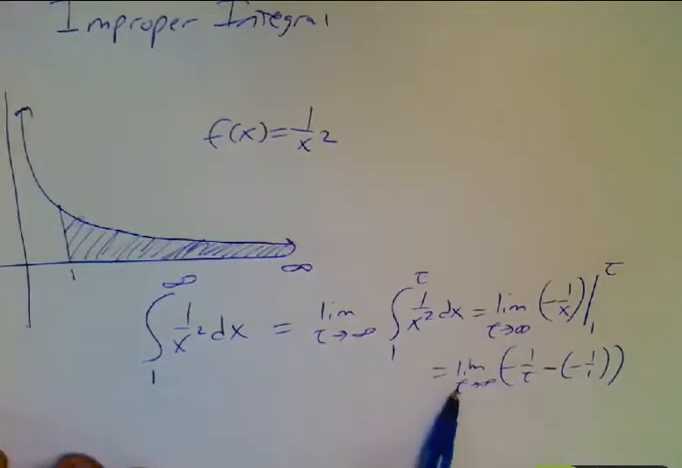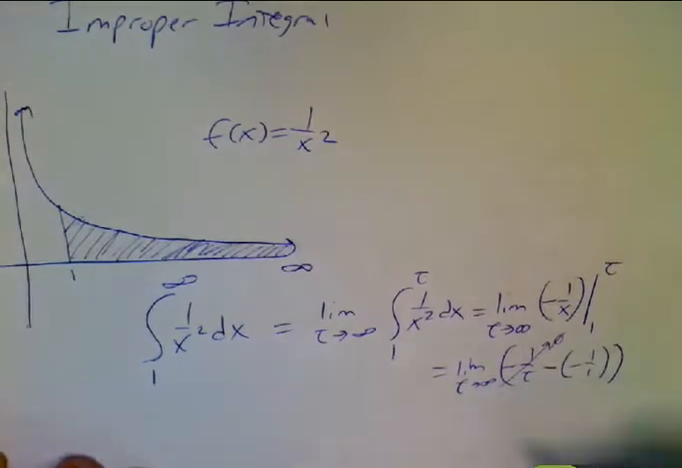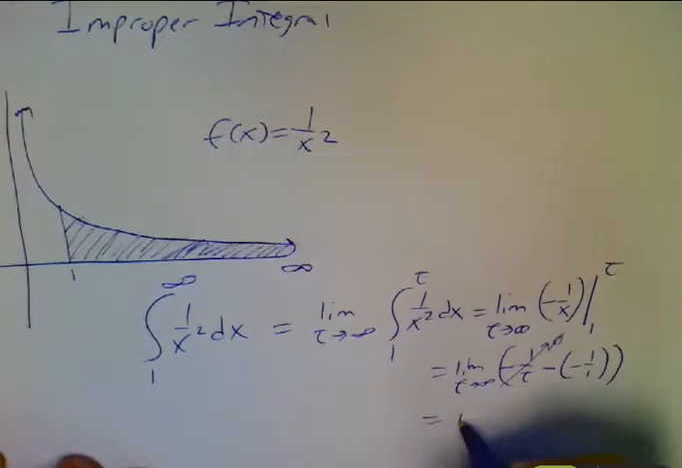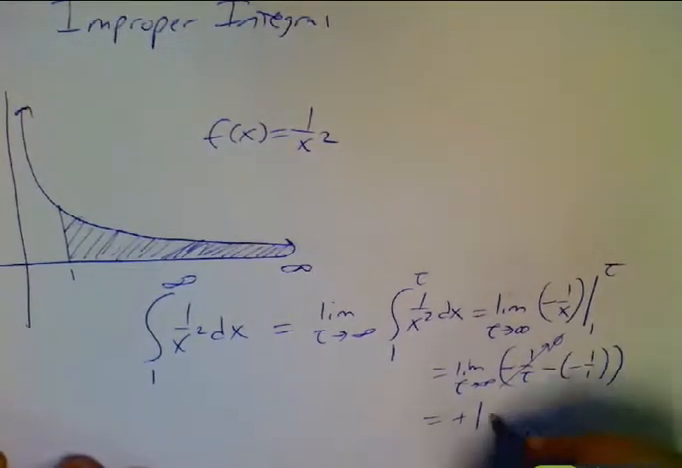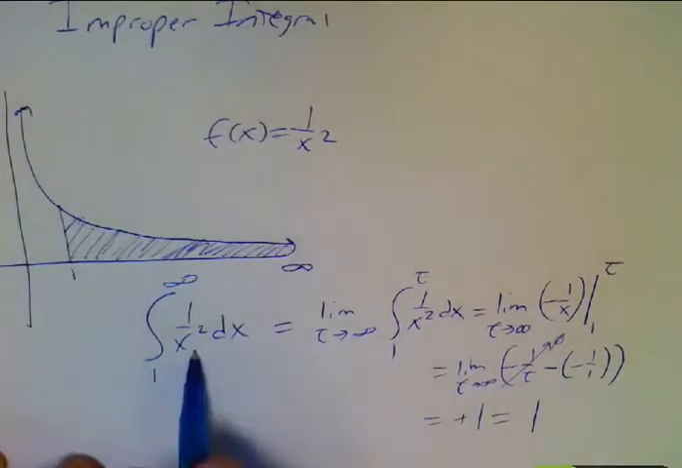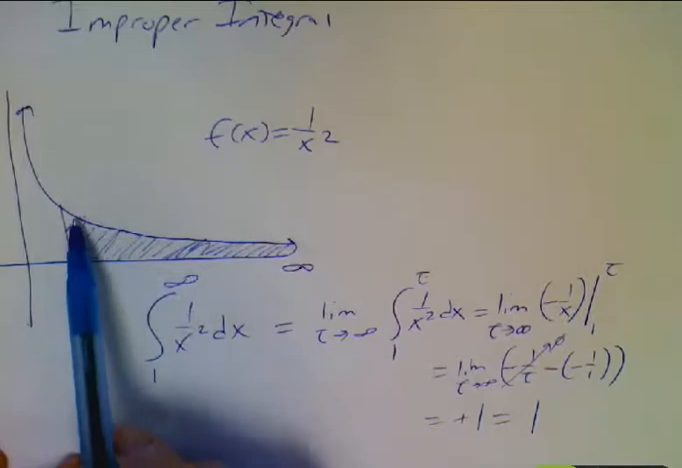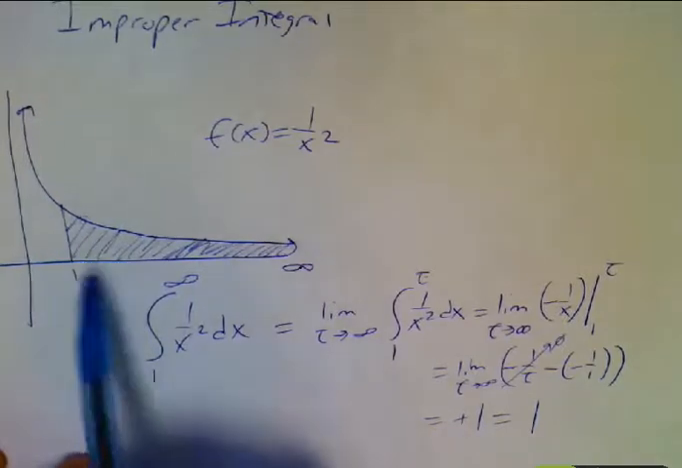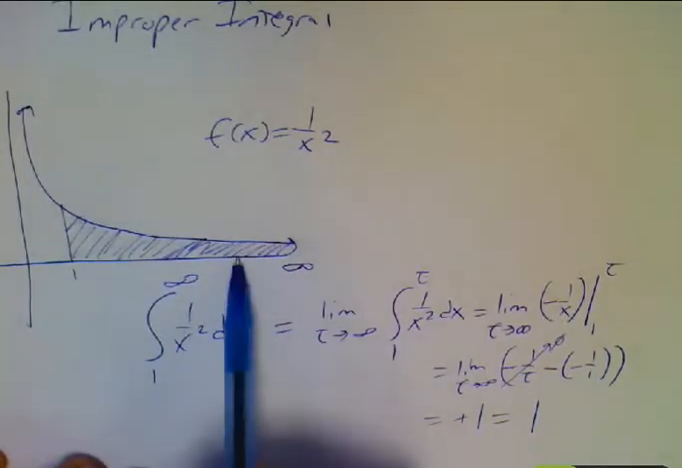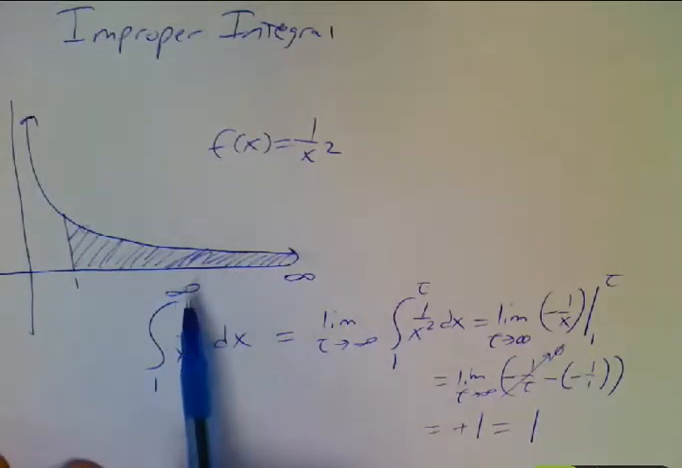Well, as t goes to infinity, this whole thing right here, this negative 1 over t, goes to 0. So I'm left with positive 1, sometimes written just 1. Okay, so this integral actually does have a value. The value essentially for the area under this curve from 1 to infinity is 1. So it's kind of a neat way to deal with what seems like an infinite amount of area. Okay, so that's the main idea.